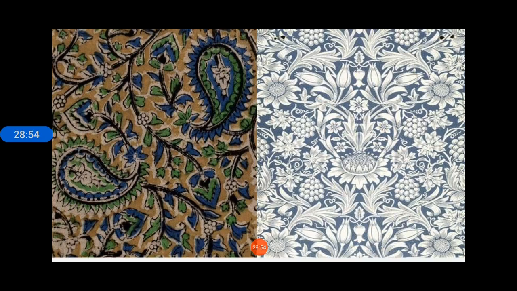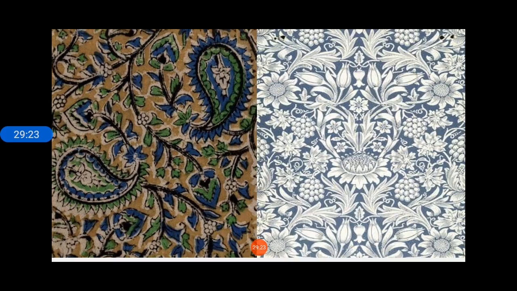Now what is this? You can see, students, beautiful blue colored prints. One is a Kalamkari print and the other one is a Morris print. This beautiful print is done on cotton cloth, in the 20th century in India and the 19th century in England, the second one. Now this was done with the help of indigo.